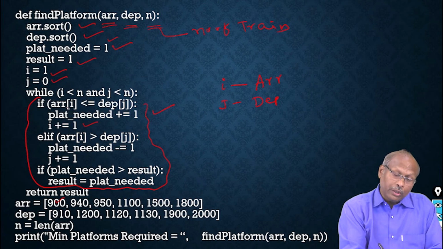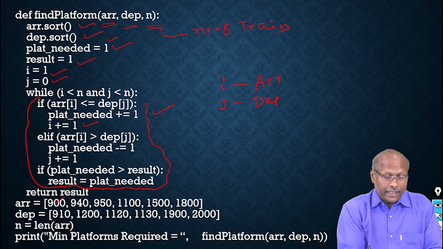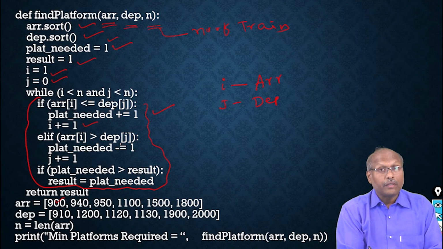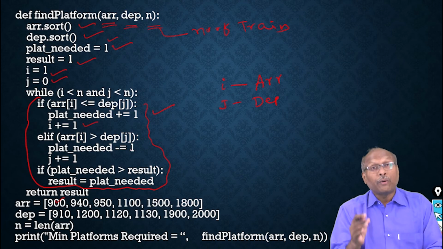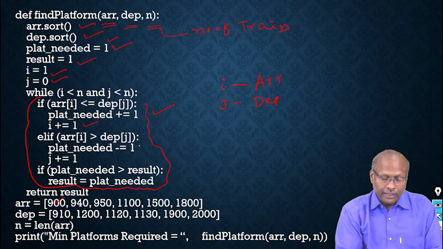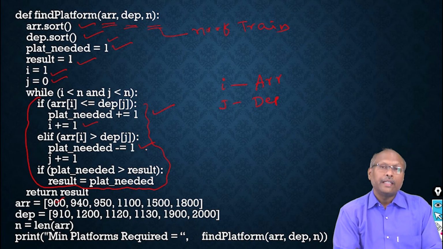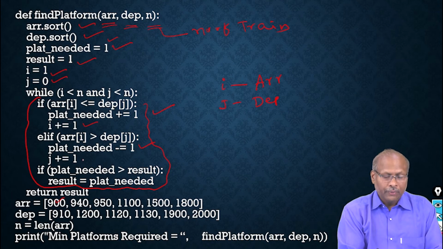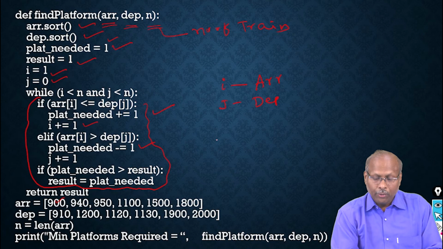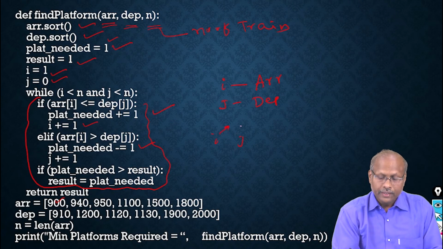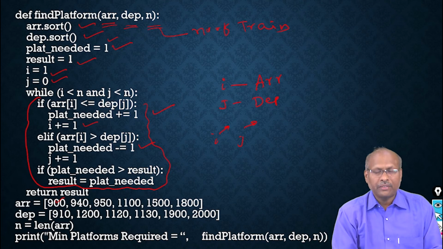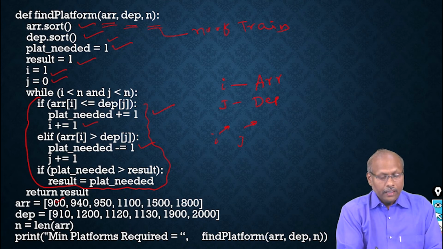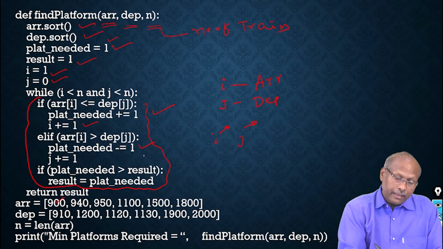If this value is not less, if the arrival time is greater, that means the departure time is less than this arrival. In that case, the platform will be vacant now. That means the value is reducing, so this value is decremented by 1. So i and j are changing their position, because you have to compare every train's arrival as well as departure. This will be compared with this n value.